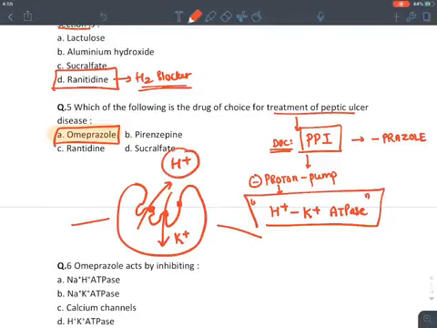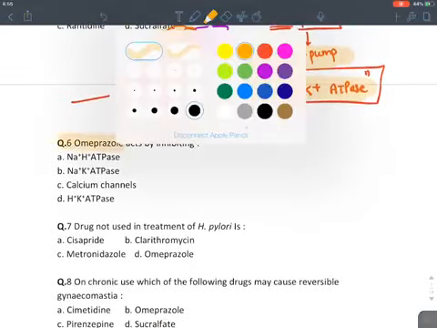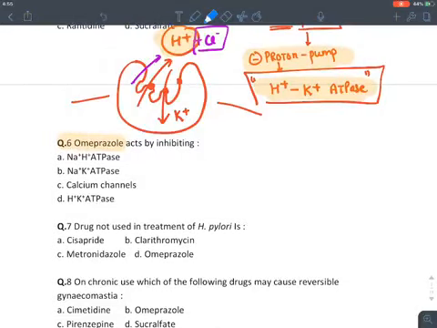When H plus comes into the lumen, what will happen to maintain the charge? The chloride also gets secreted. So remember, the function of this pump is to secrete H plus. So this proton pump is also known as H plus K plus ATPase. So omeprazole, which is a proton pump inhibitor, acts through inhibition of hydrogen potassium ATPase, which is the correct answer.